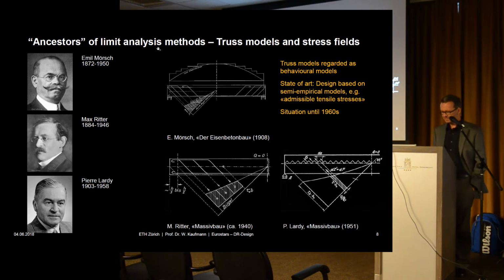Well, here you have these three guys again. So these models were regarded as kind of behavior models. The state of the art was admissible stress design, and that only changed in the 1960s. Why did that change? It was very similar in steel structures as well. Of course, theory of elasticity was really everywhere.